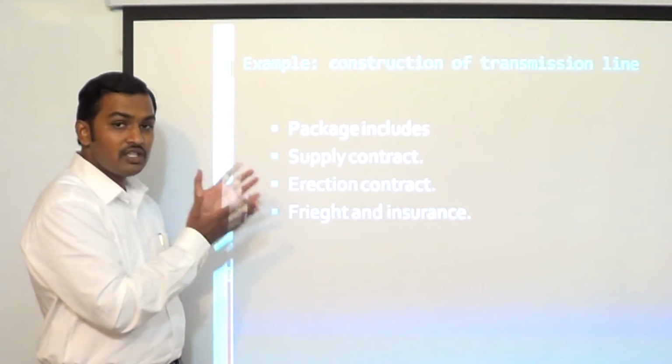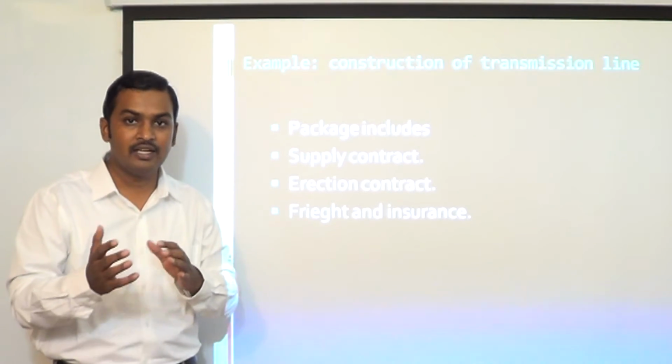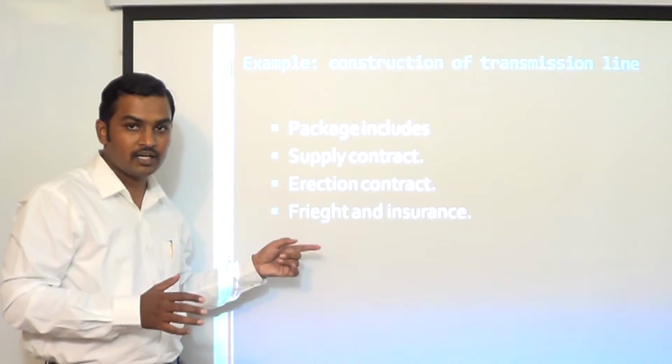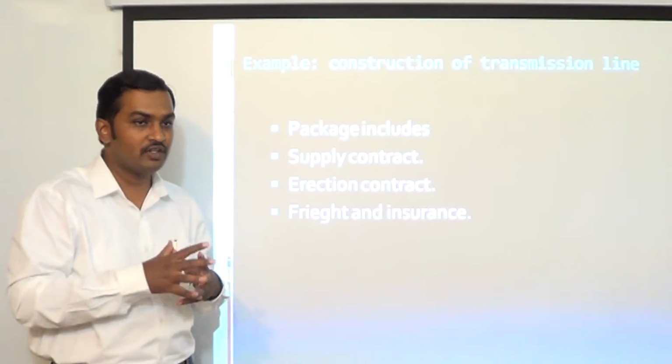If you see the contract, you find that there are 3 contracts which are entered between the customer and the contractor. Just because there are 3 contracts, we are not going to treat them as separate contracts. We are going to consider them as a single contract. Why should I do that? I'll just give you an example.